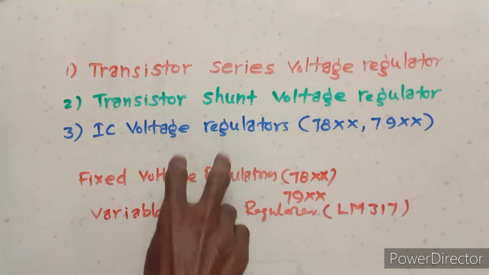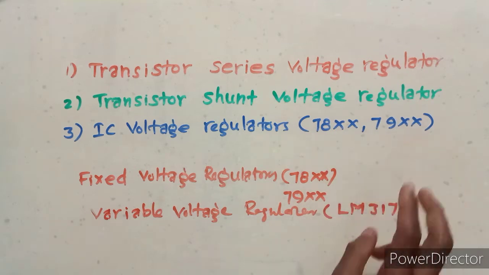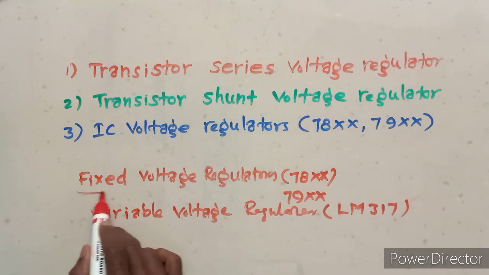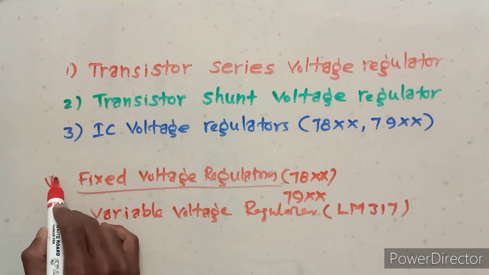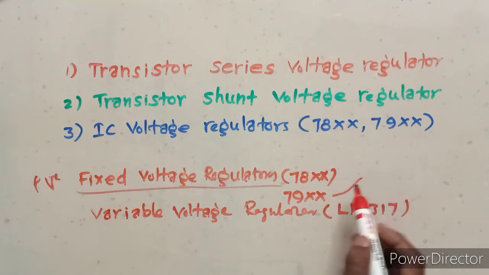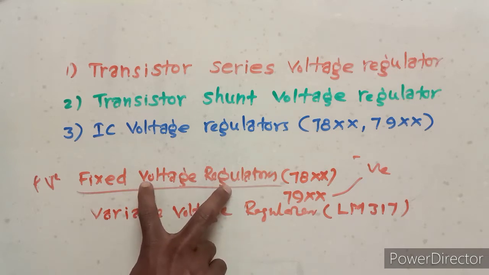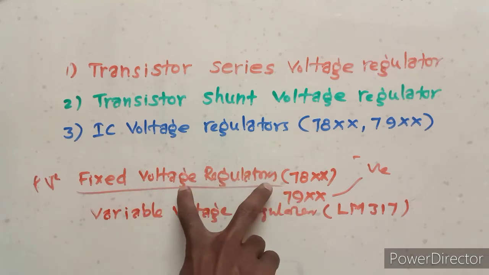Generally, IC voltage regulators are of two types, the 78 series and the 79 series. The 78 series is the fixed positive voltage regulator, and the 79 series is the fixed negative voltage regulator. Another voltage regulator is the variable voltage regulator, that is the LM317. This variable voltage regulator is the adjustable voltage regulator, whereas in a fixed voltage regulator the voltage is fixed.